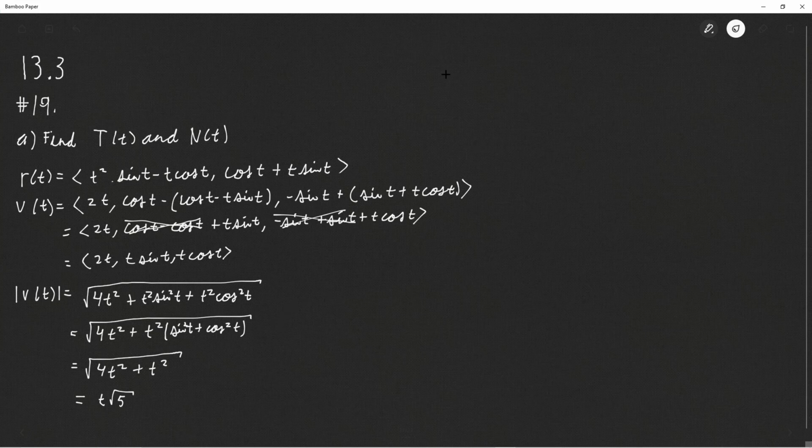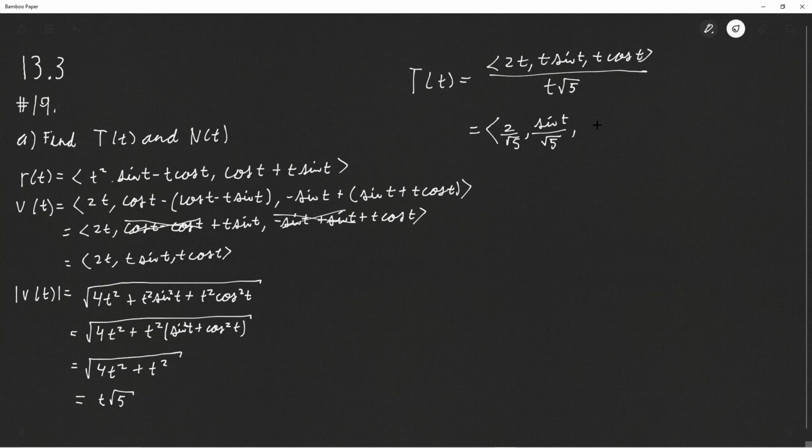So now finding our tangent vector, our T of t, will be equal to our velocity, which is 2t, t sine of t and then t cosine of t, divided by the magnitude, which is t root 5. And then if we divide all of them by a t, this gives us our tangent equal to 2 divided by root 5, sine of t divided by root 5 and cosine of t divided by root 5.